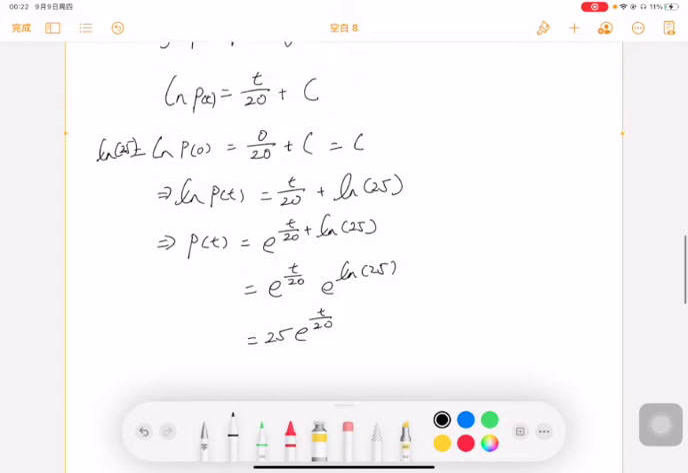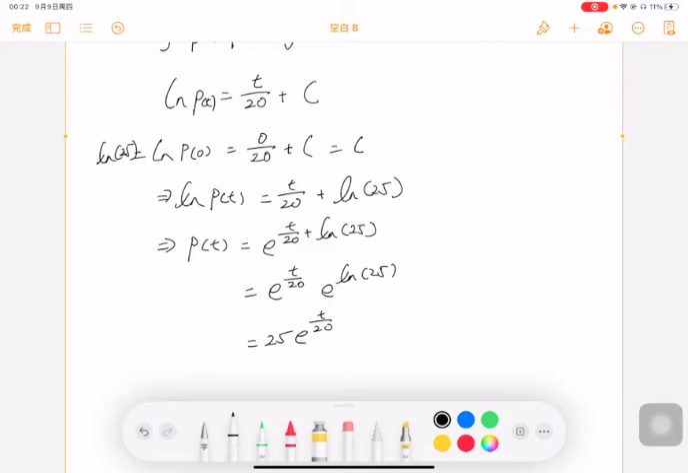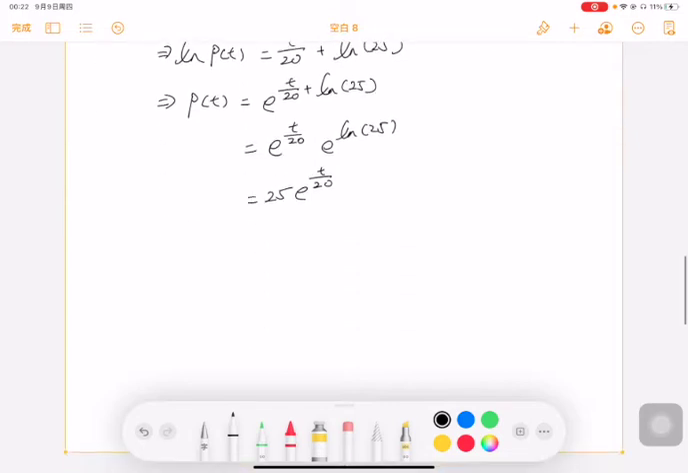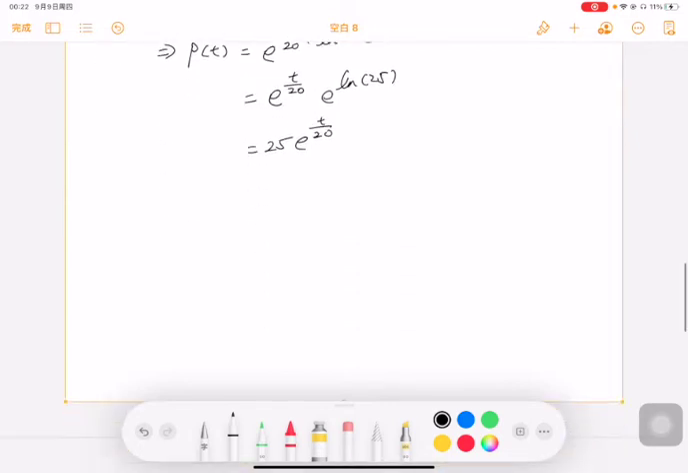Now, of course, you don't have to plug in the initial condition right here. You can exponentiate both sides first. You get P of t equals e to the C times e to the t over 20, and then plug in the initial condition to solve for C, but eventually you get the same answer. Okay, the problem is asking, find the time when the amount of concentrate in the tank reaches 15 pounds. So we just solve the equation, P of t equals 15.